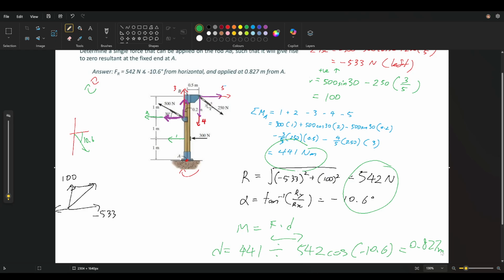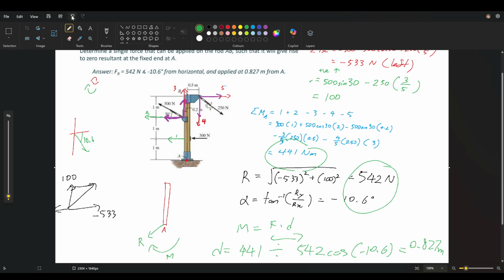Let me just briefly explain again why they want you to find this distance. So human nature, we are very lazy. And how lazy are we? Very. What do I mean by that? Imagine this is your rod or your bar. This is point A. Human nature be like, I don't want to draw resultant force R and I don't want to draw a moment.